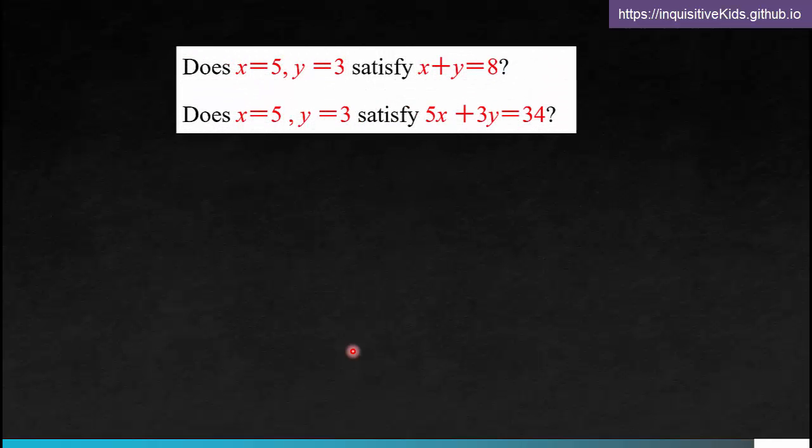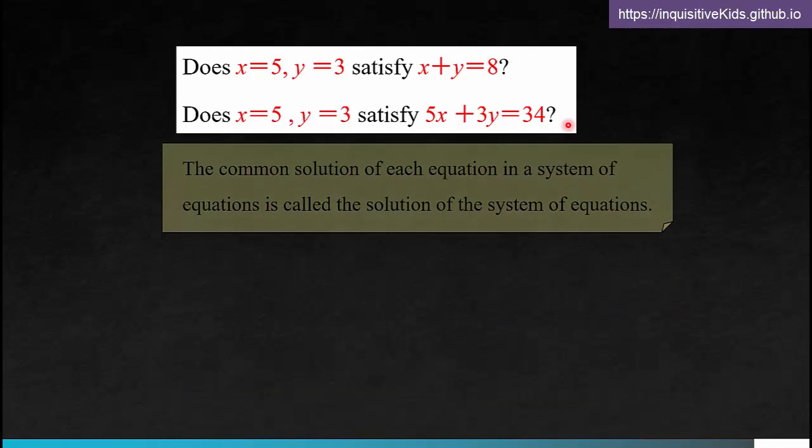Does x equal to 5, y equal to 3 satisfy this expression? Does x is equal to 5, y equal to 3 satisfy this next expression? The common solution of each equation in a system of equations is called the solution of the system of equations. Pretty straightforward, huh? For example, this is a solution to this. So again, you have both of these values grouped together with brackets.